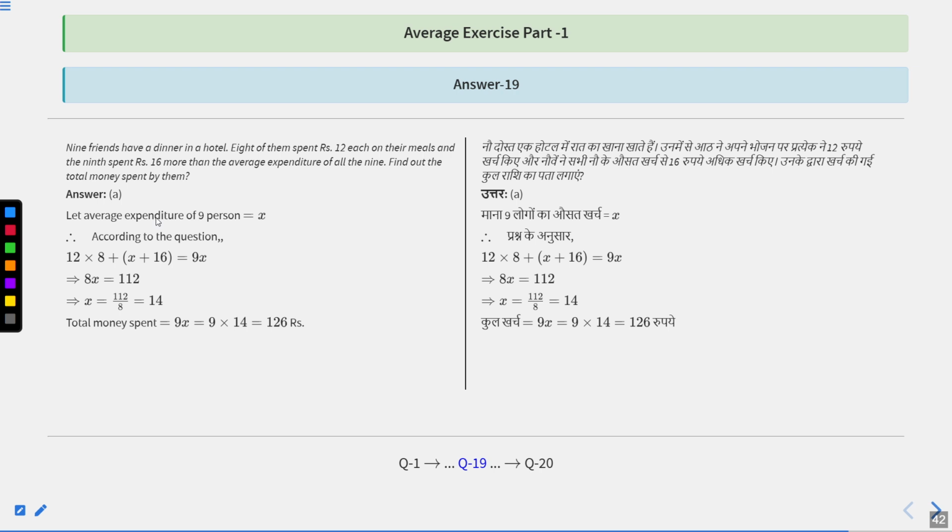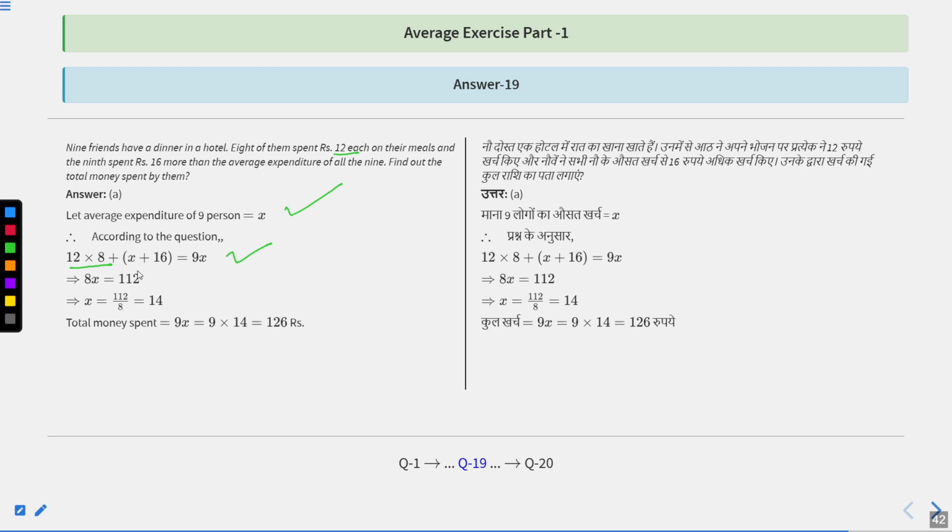Now let the average expenditure of 9 persons be x. Clear? According to the question, 12 into 8 plus x plus 16 is equal to 9x, because the question says that 8 persons spent 12 rupees. So how much total is spent? 12 into 8. And the ninth person spent 16 rupees more than the average. So the average we let x, so the ninth member spent x plus 16.